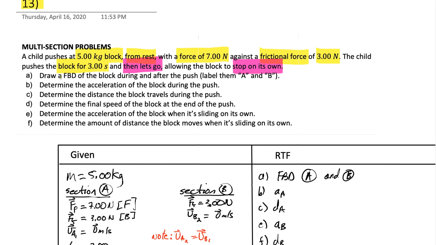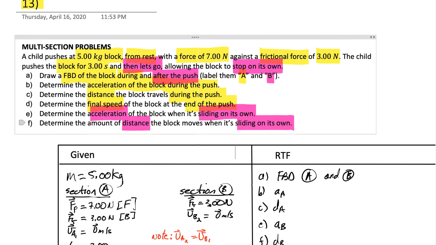Let's continue. Part A, draw a free body diagram of the block during and after the push. And of course, you label them A and B. Determine the acceleration of the block during the push, the distance of the block as it travels during the push, and then the final speed, technically final velocity, of the block at the end of the push. Then you're asked to determine the acceleration of the block when it's sliding on its own, and the amount of distance the block travels when it's sliding on its own. Again, this is the whole idea of your Section A, Section B business.